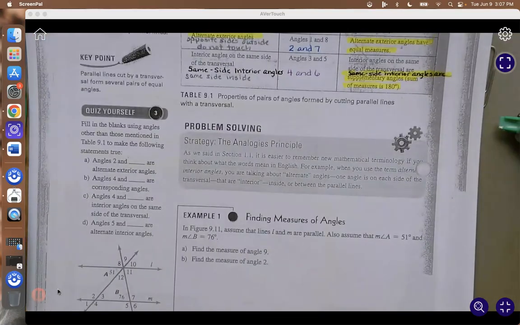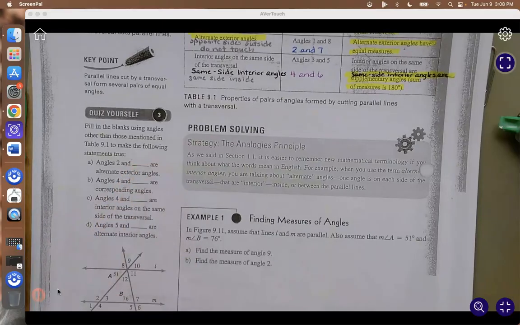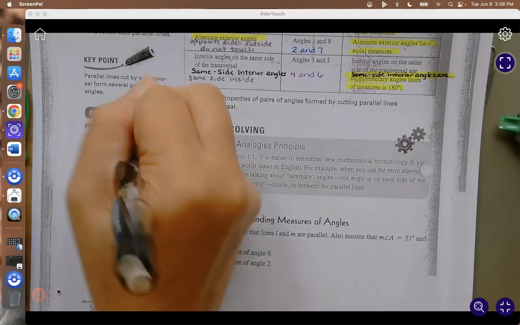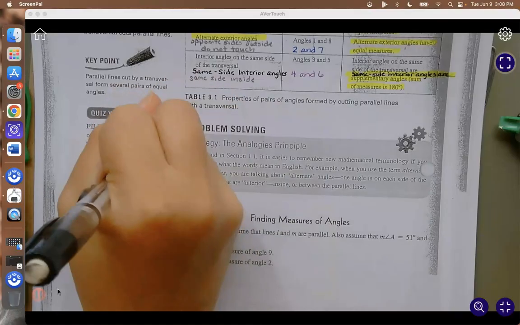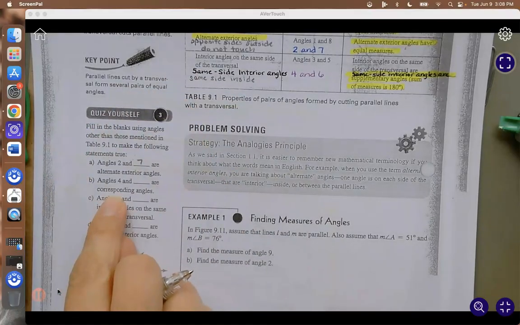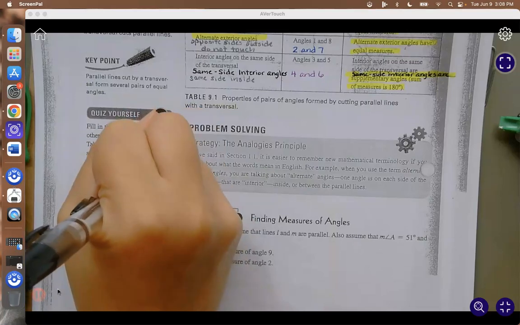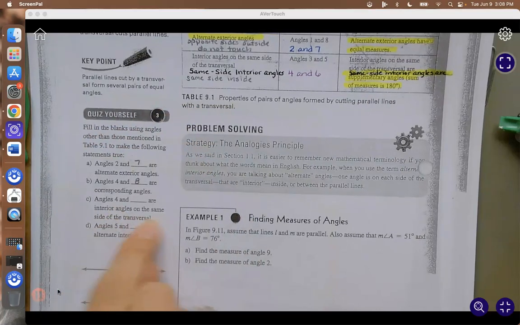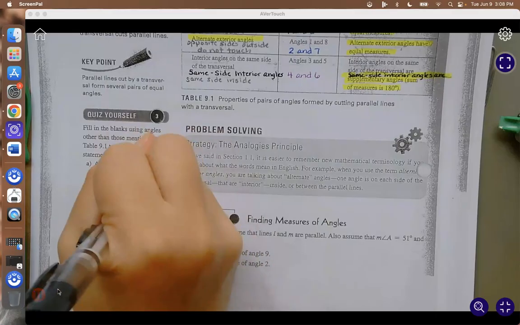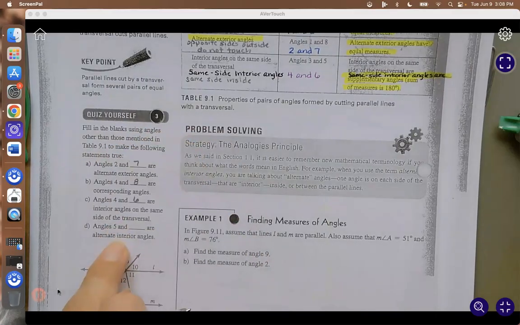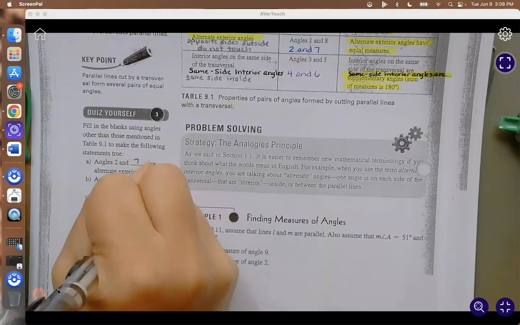So, let's see. On this one, fill in the blanks using angles other than those mentioned. So we've already done this, but we can fill it in again. So angles 2 and 7 are alternate exterior. Corresponding 4 and 8. Same side interior are 4 and 6. Alternate interior are 5 and 4.